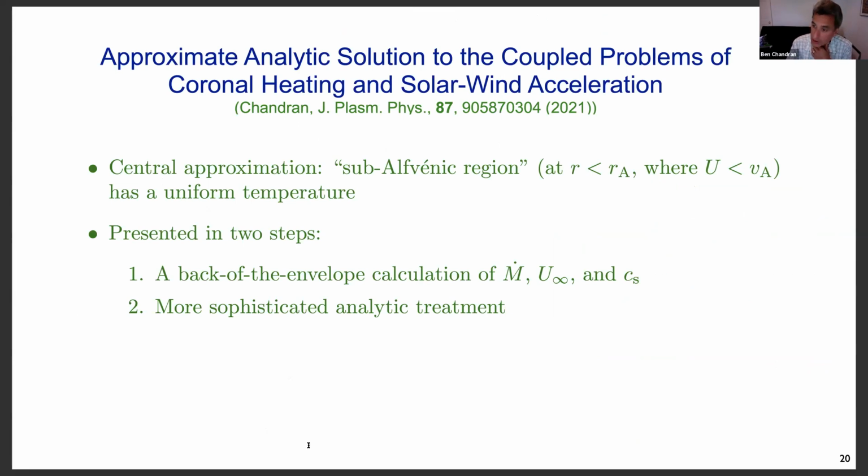And this is to try to go beyond this, to figure out what CS is, to basically do the coupled problems of coronal heating, which determines CS, and then also solar wind acceleration, which determines m dot and U infinity. I will only have time to go through the back of the envelope calculation version of this, and maybe a few minutes to talk about the more sophisticated analytic treatment.